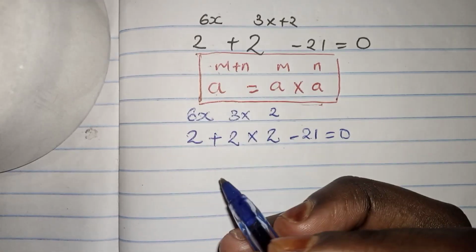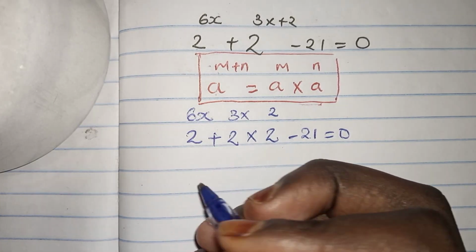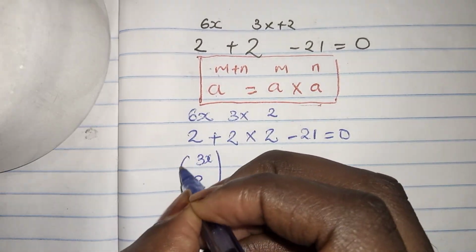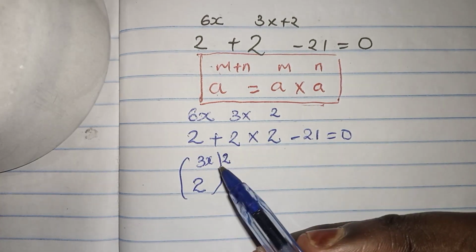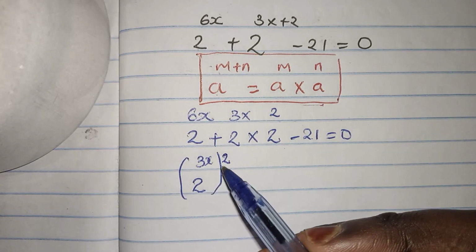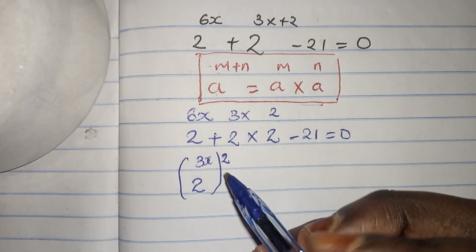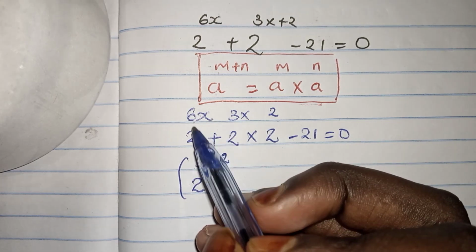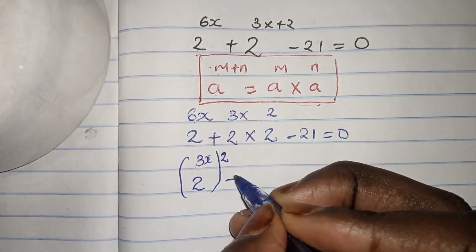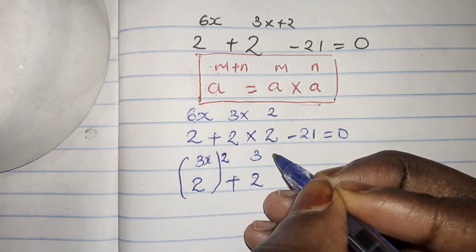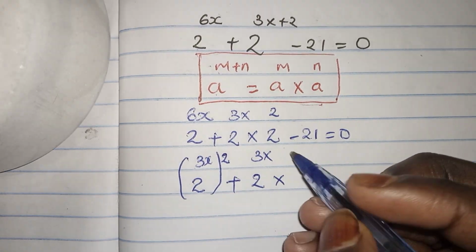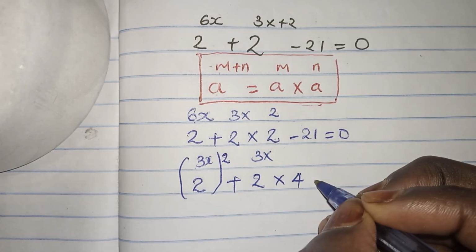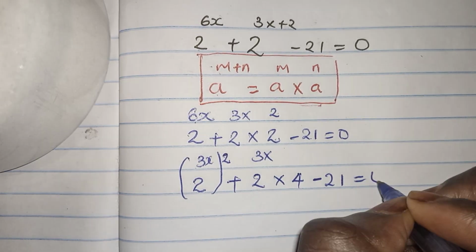So as my next step, I'm going to write 2 to the power of 3x, all this to the power of 2, right? So you can see 3x and 2 here are our exponents. So 2 to the power of 3x, if we multiply these exponents, we are getting 2 to the power of 6x plus 2 to the power of 3x times 2 to the power of 2, this is 2 squared, it's 4, minus 21 is equal to 0, right?